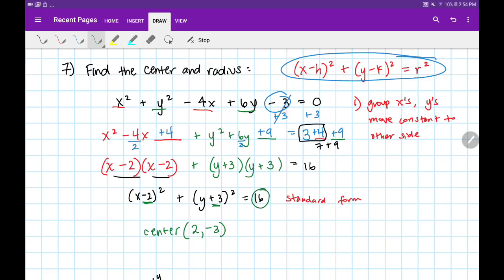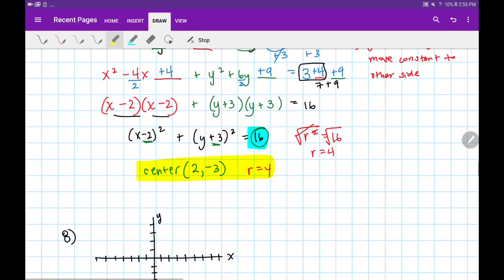And this 16 represents not my radius, but look, that 16 actually represents my radius squared. So I'm going to set up a quick equation. My radius squared equals 16. So that means to get my radius all by itself, I have to take the square root. So my radius is just 4. And there we've answered the question. Find the center and the radius.